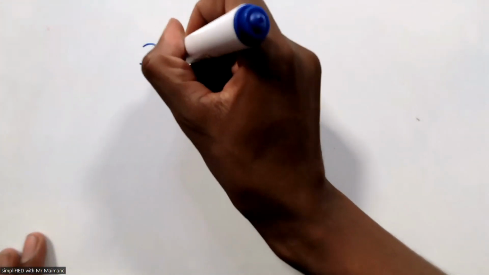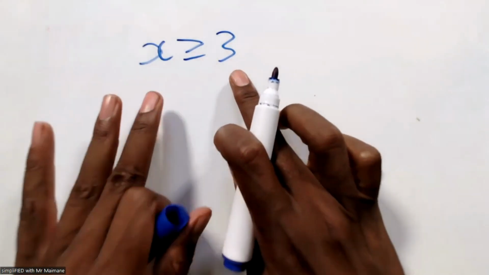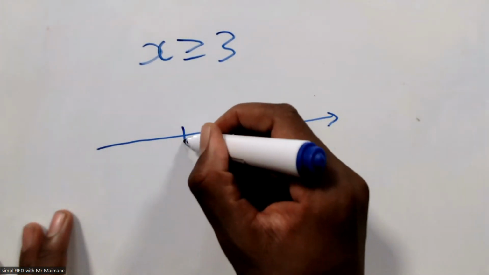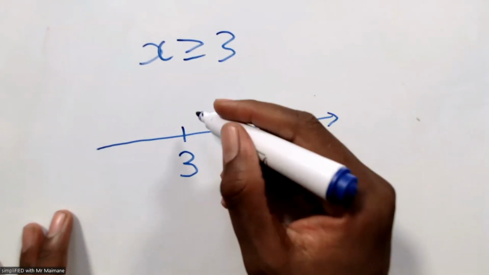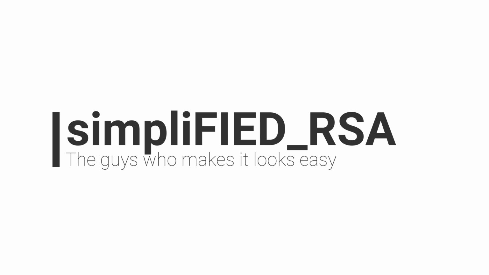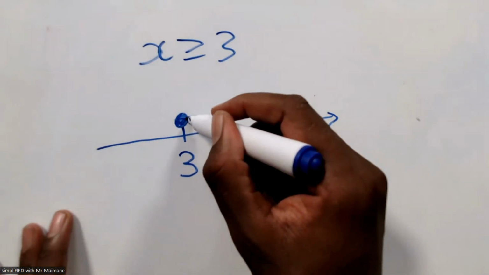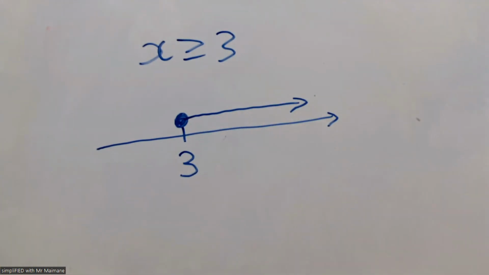We need to remember that previously I mentioned that when you have cases where x is greater than or equal to 3, for instance, to represent this on a number line, you just show your number line like that, and then the value 3. Because there is an equal sign underneath, we show a circle and shade it, meaning 3 is included. Therefore, this is how we represent this on a number line.